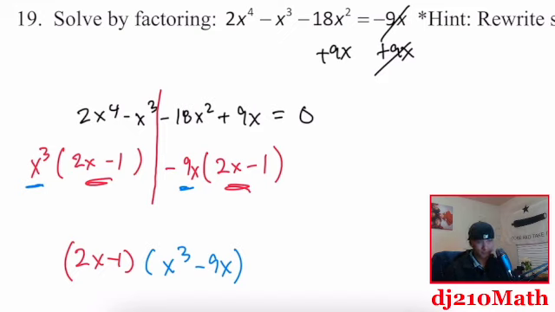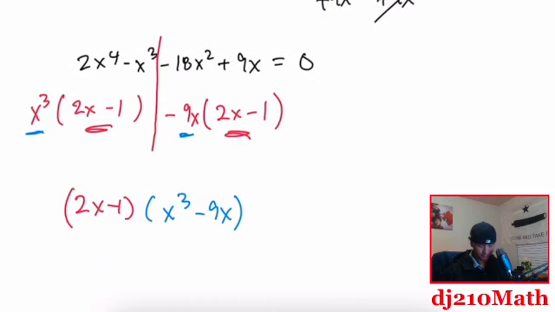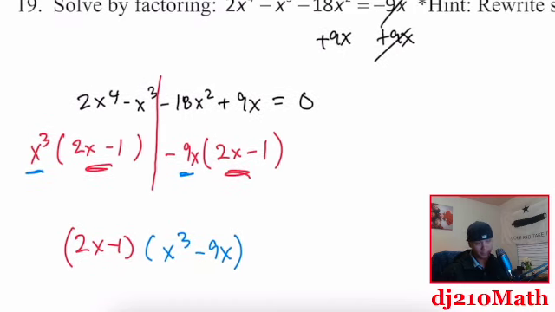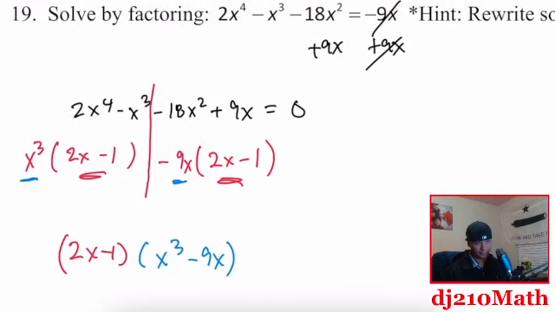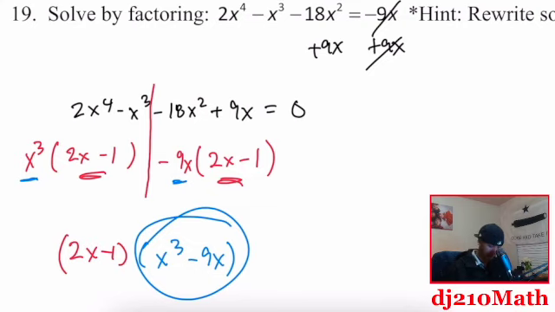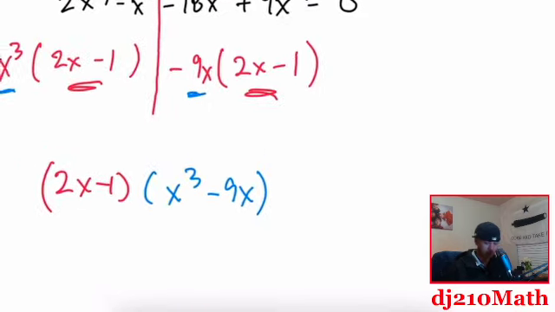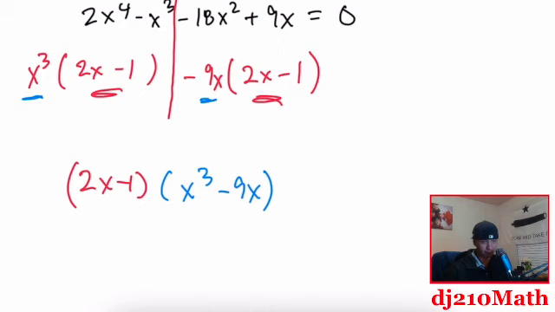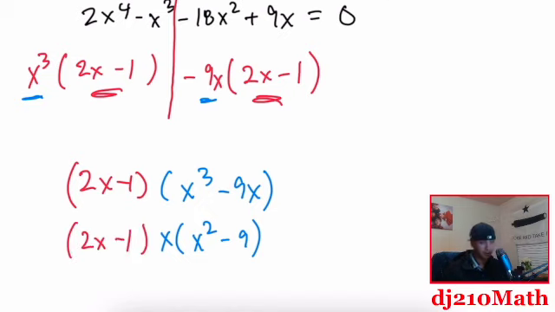Okay. So check it out. Here, normally you'd be done, but you always check to see one more time if you could factor anything out. And I see that right here, we can factor out an x because there's something common. There's a GCF, right? A greatest common factor to both x cubed and minus 9x. So this is really going to be x squared minus 9. 2x minus 1 is still there. So 2x minus 1, factored out an x, and x squared minus 9.